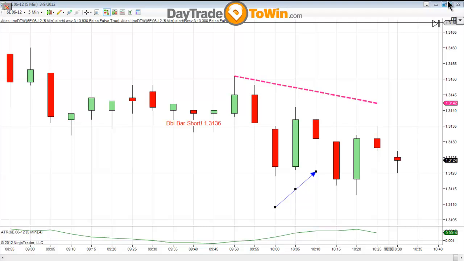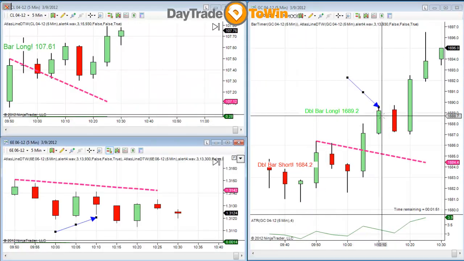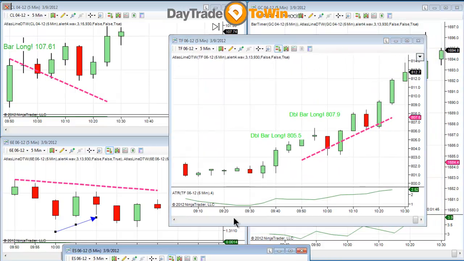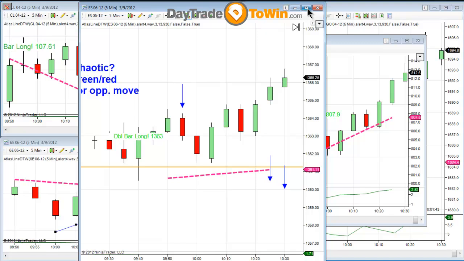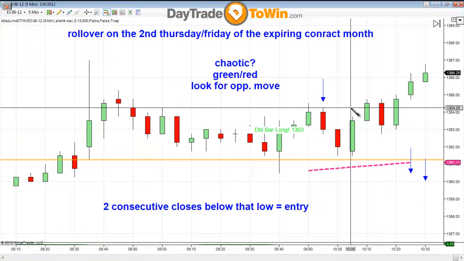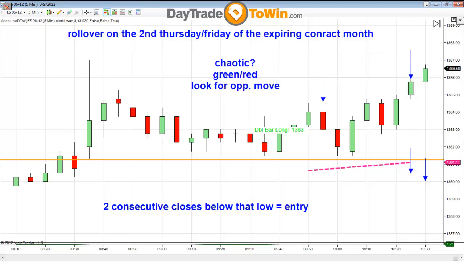So that's the euro. That's the gold. Here's the crude. Here's the Russell. Here's the E-mini. What would this trade be right here? This entry right here, guys. What's that? Strength trade.